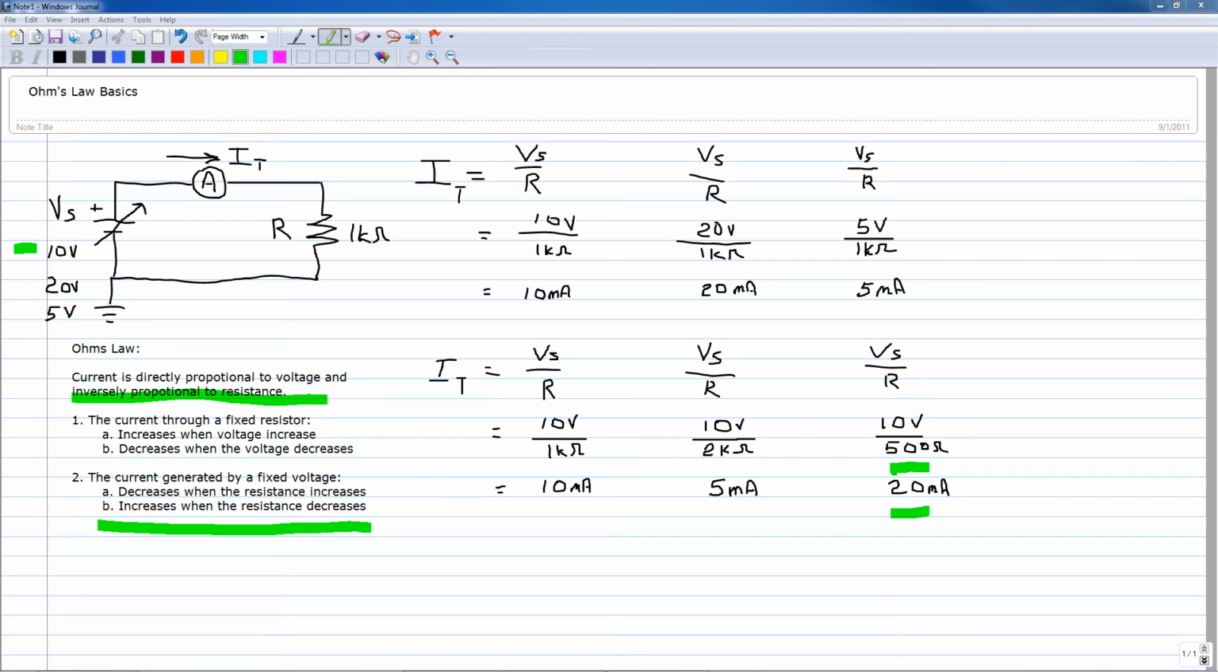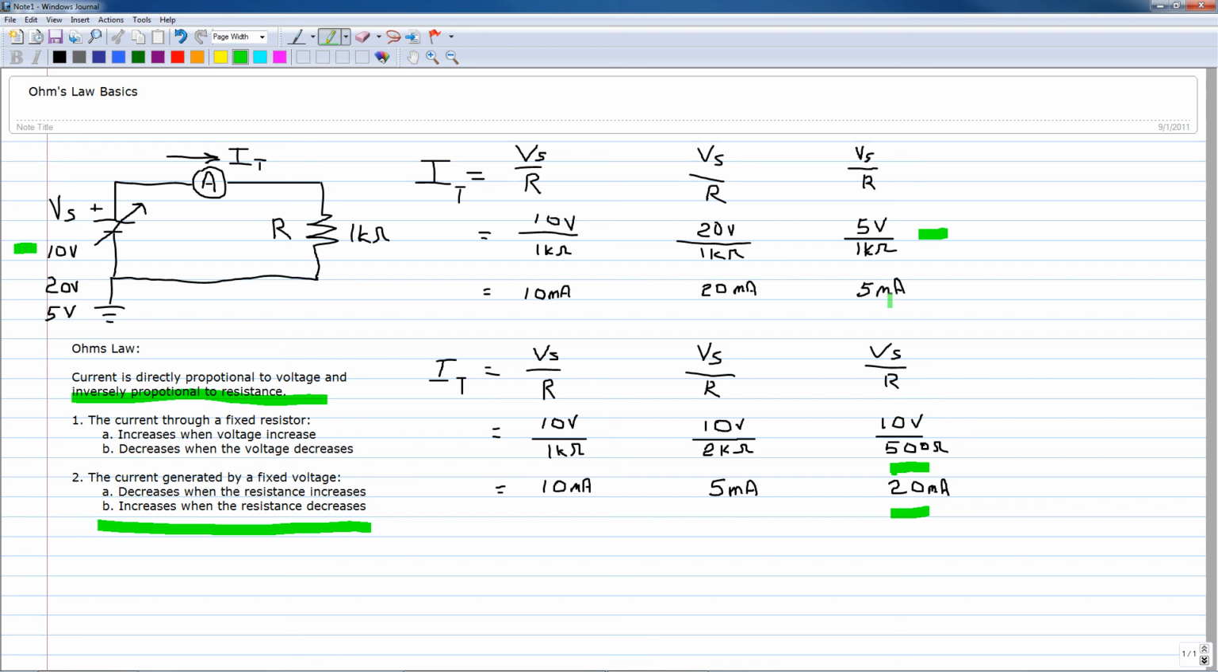Through this analysis, we have shown that if we have a circuit where the resistance remains constant and the voltage is changed, then the current in the circuit will respond proportionally. Notice here we went from 10 volts to 20 volts in the circuit and the current went up. We went from 10 volts to 5 volts and the current went down. So they respond directly to each other.